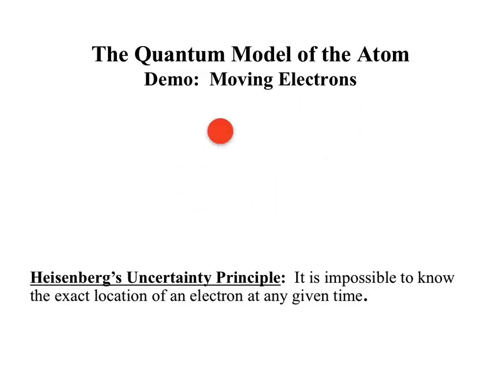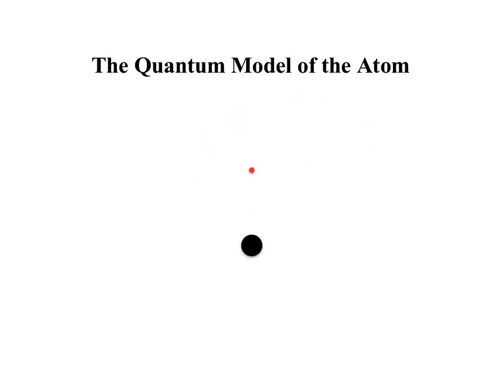By the way, this is called the quantum model of the atom, what we're kind of getting to here. This is our current understanding of the atom. This is as far as we've gotten. So we expand on this model still, but this is kind of where we're at today.